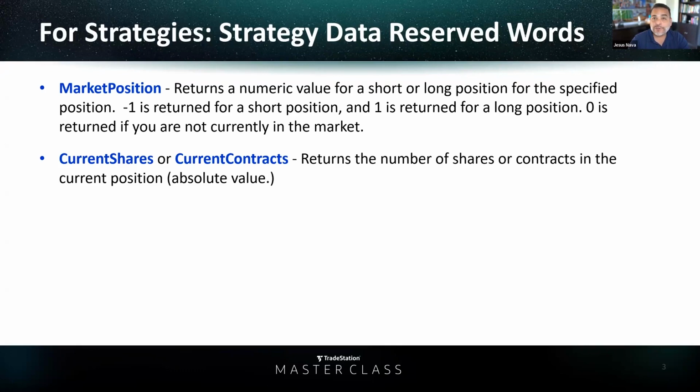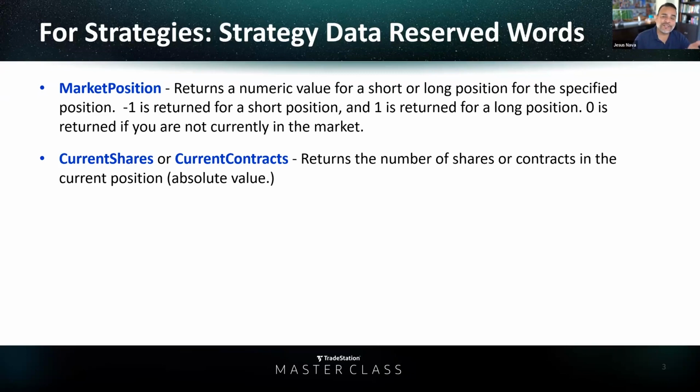So if you're a futures trader, current contracts makes more sense. If you are a stock trader, current shares makes more sense in your head. But if you're trading futures and you use current shares, it'll look at the number of contracts. The same vice versa. If you're trading stocks and you use current contracts, it's going to look at the number of shares that are being traded in the strategy. So they can be used either way. Just use the one that makes sense in your head and you'll be fine.